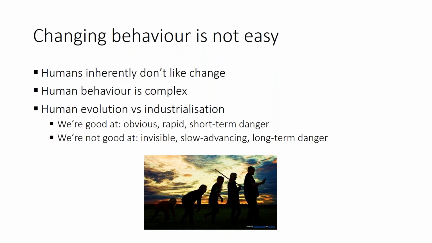And as we've just seen from these different drivers and these different factors that influence behaviour, human behaviour is incredibly complex. And when we look at the big issues like biodiversity loss and climate change, we have not evolved in a way that allows us to address these problems easily. So we as a species evolved running through the forests and escaping saber-toothed tigers. And so we're very good at dangers that are right in front of us, that are very obvious, that very quickly appear, that are very short-term danger. But we're not very good at the problems that are more invisible or slow advancing or need longer term responses.